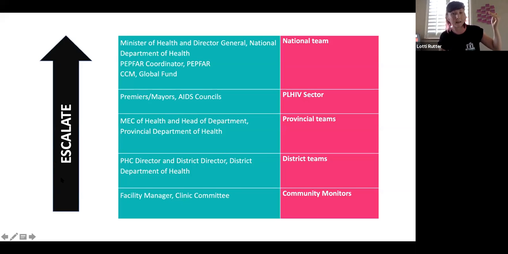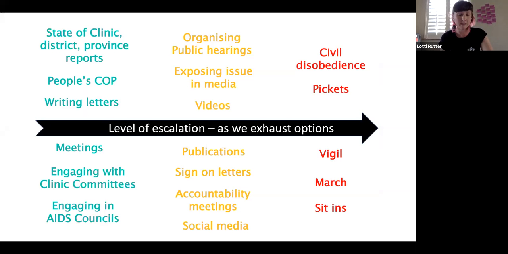We might escalate that then to the province or to national, and so on. So there's this kind of stream of escalation upwards of challenges that aren't getting resolved. And then, next slide, there's a second level of escalation, which is the type of tactics we use to escalate. Maybe at the beginning, we're starting with report writing, letters, having meetings, engaging with different structures who perhaps have the power to make a change at a clinic level or at a district level.